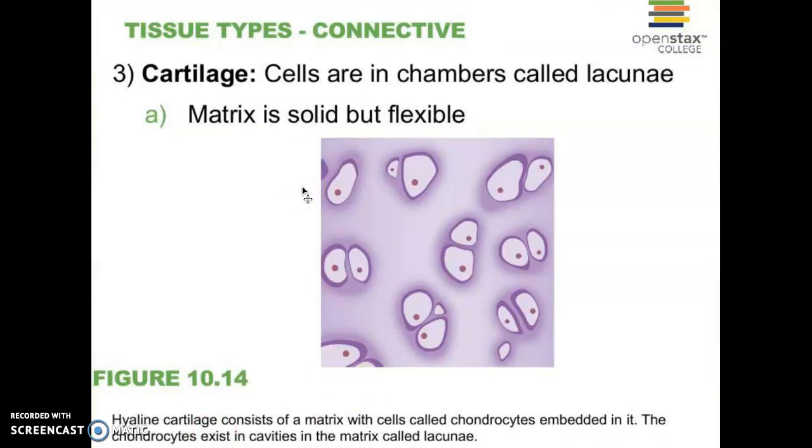And then cartilage. Cartilage is very bendable. We find it on the ends of bones and in our nose and ears and parts of our knees and so forth. So it's solid but flexible. And then we have these cells called chondrocytes embedded in that matrix. These aren't in a liquid. These are actually in that cartilage tissue. We say the cells are in chambers called lacunae. As we age, babies have lots and lots of cartilage, a lot of which eventually turns into bone, and they lose that flexibility of those body parts as they get older.